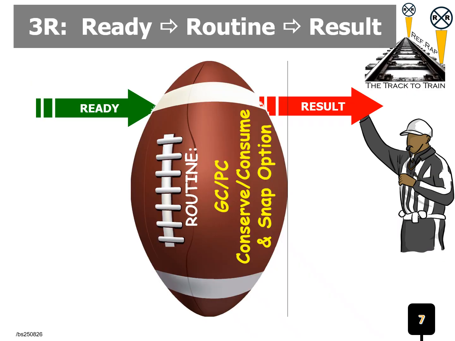Three R's chart: ready, routine, and result. For the routine of game clock, play clock, conserve, consume, and snap option, what preparations get us ready? The ramp.